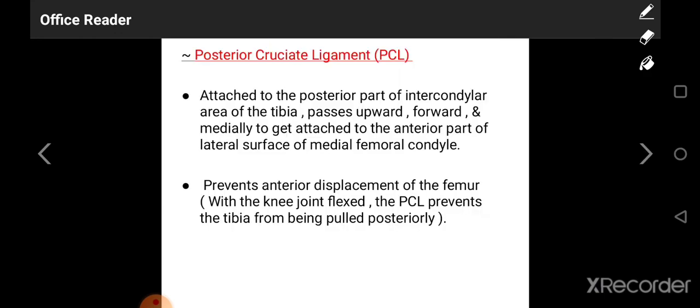Then in the case of posterior cruciate ligament, all things are opposite. It is attached to the posterior part of the intercondylar area of the tibia and it passes upwards, forwards and medially to get attached on the anterior part of lateral surface of medial femoral condyle, LAMP, and it prevents anterior displacement. It is the posterior cruciate ligament and it prevents anterior displacement of the femur.